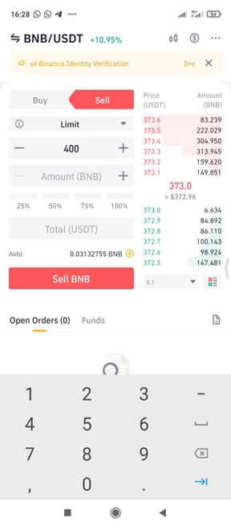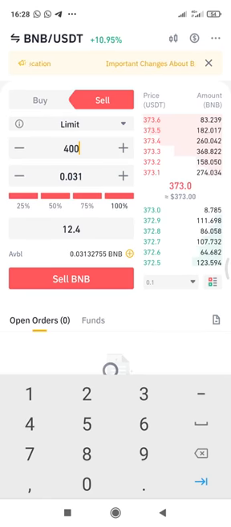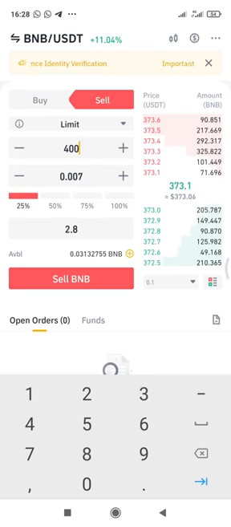Now you also need to click on percentage. How much do you want to sell? Do you want to sell off everything, or do you want to sell 75%? But I like to sell off everything.